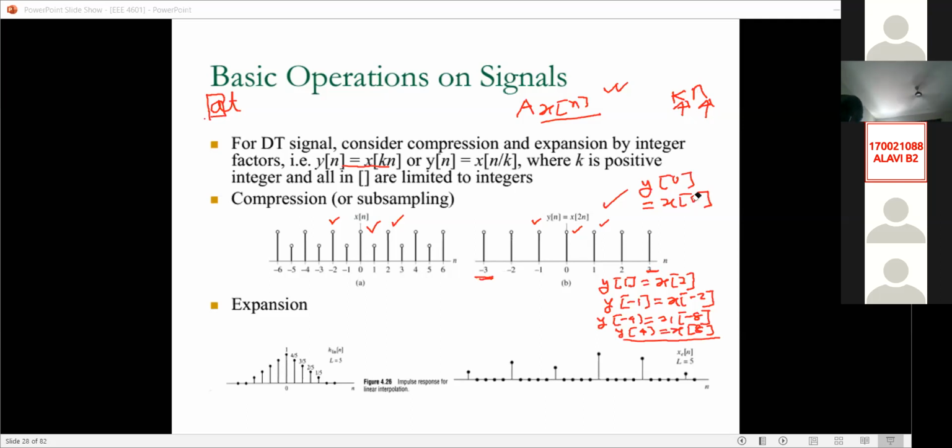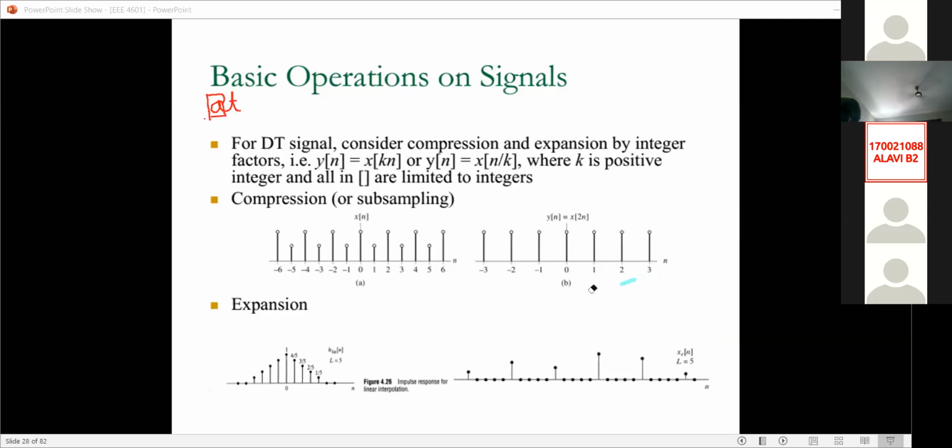Half of the data points are disappearing. That means half of the samples are disappearing, and that is actually compressing your time axis by twice. That is equivalent to what we call, in our digital technique, downsampling, okay?